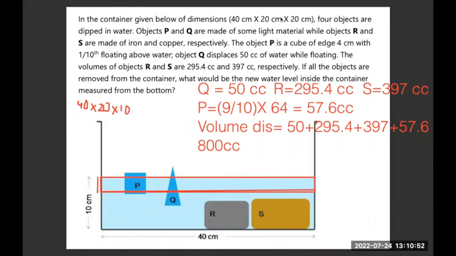In this case, if I say D is the depth of this displacement which is happening, 40 by 20 by D is equal to the volume of displacement, which is 800. I cut this, the zeros get cut on both sides. 4 and 2 will again get cut. The displacement henceforth will be 1 centimeter. If the displacement is 1 centimeter and the height of the water is 10 centimeters, the new water level thus will be 9 centimeters height from the bottom.